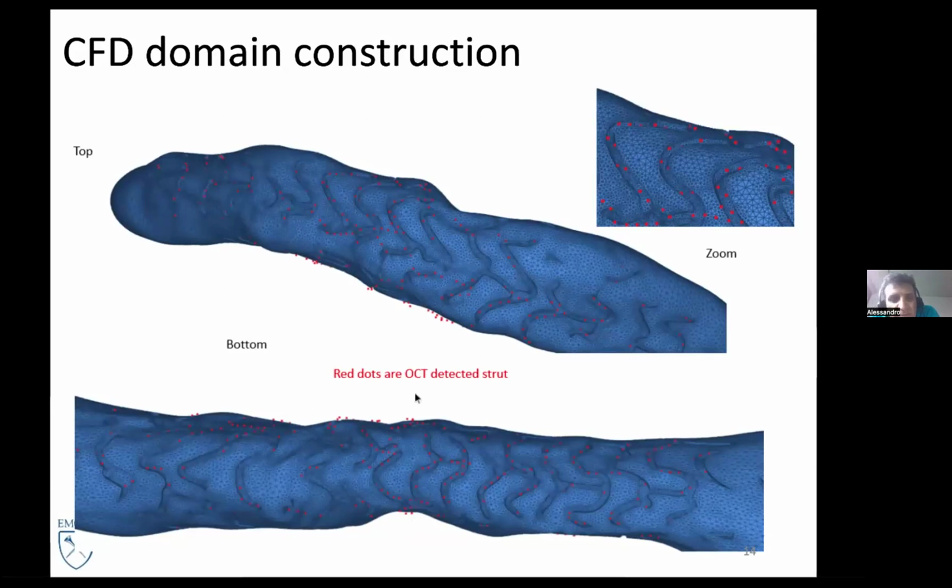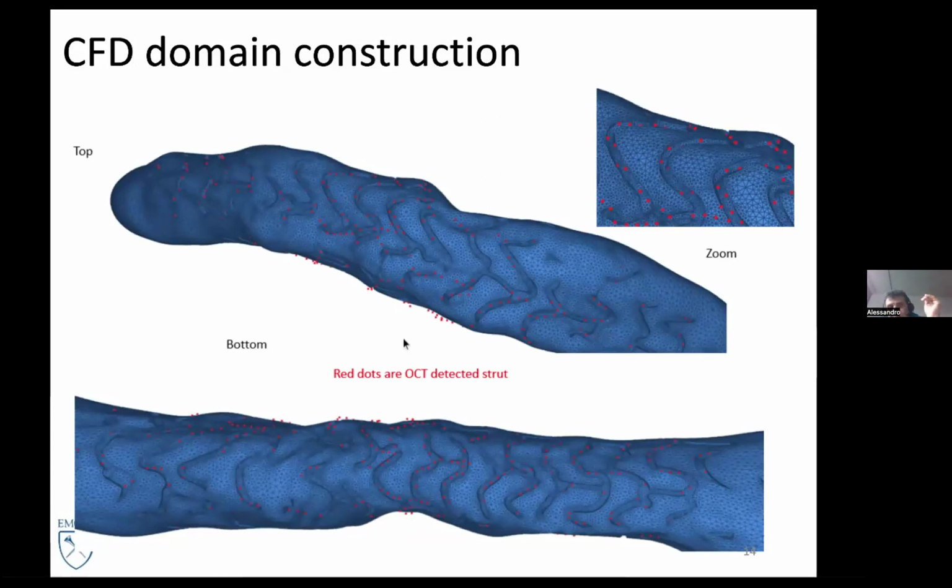for the lumen. You may be surprised that some red dots are out of the lumen, but this is totally correct because these are struts that were embedded in the tissue. Sometimes, so basically the reciprocal positions of the strut with the lumen may be outside the lumen but in the wall, or inside the lumen, or just attached to the wall of the lumen.